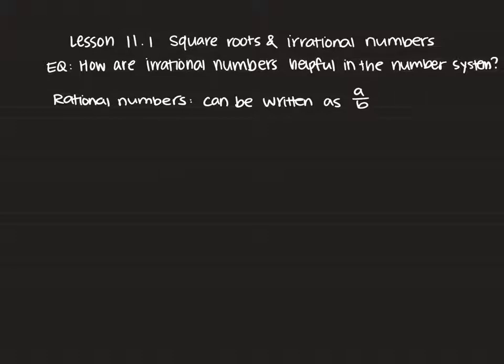So even if you have an integer, let's say 2, it can be represented as 2 over 1, and negative 3 can be written as negative 3 over 1 or 3 over negative 1. So we have established that rational numbers are something that you can write using fraction form. So irrational numbers are going to be the opposite.